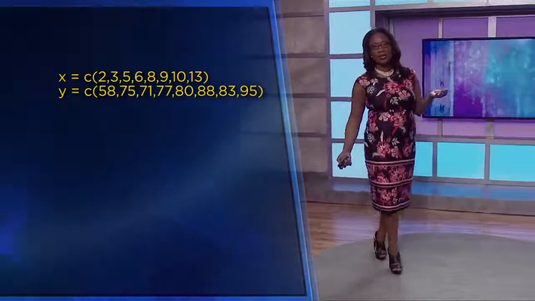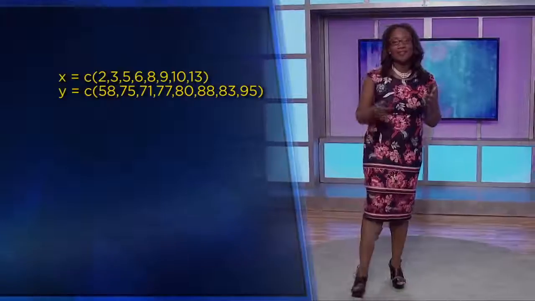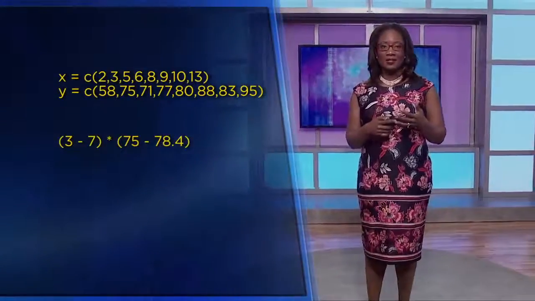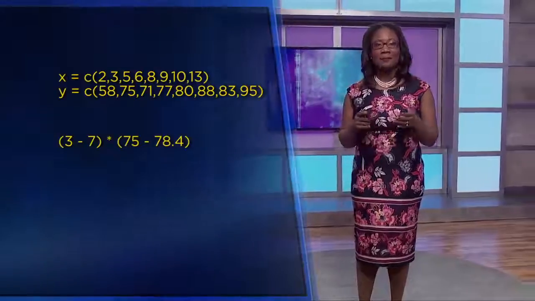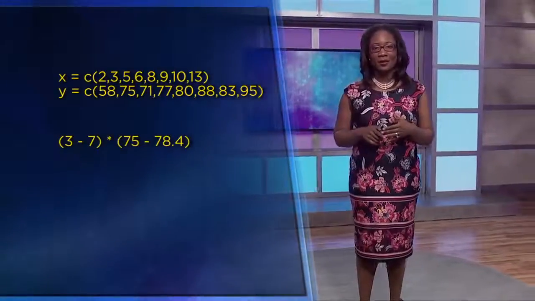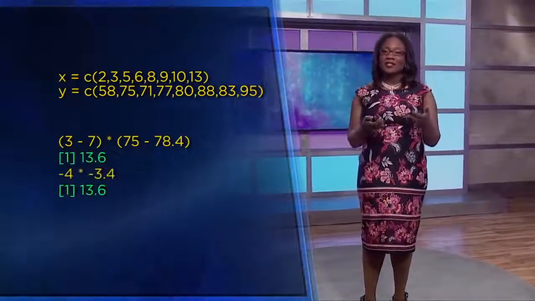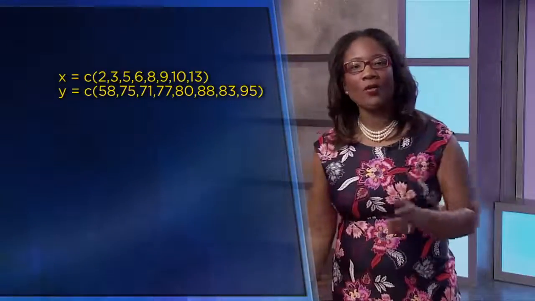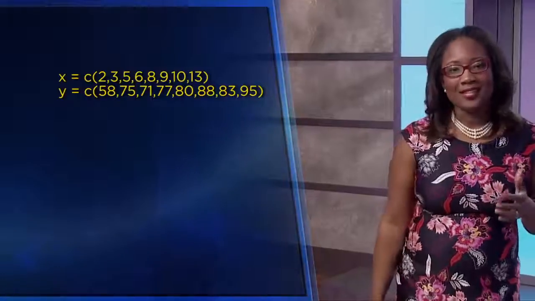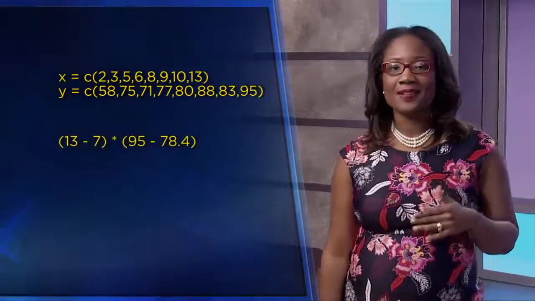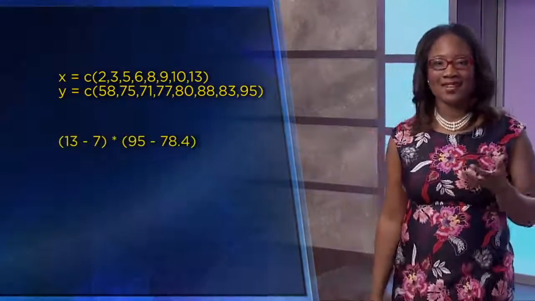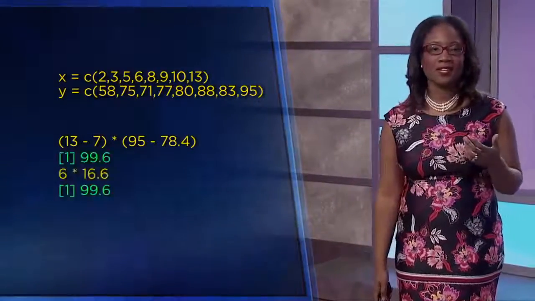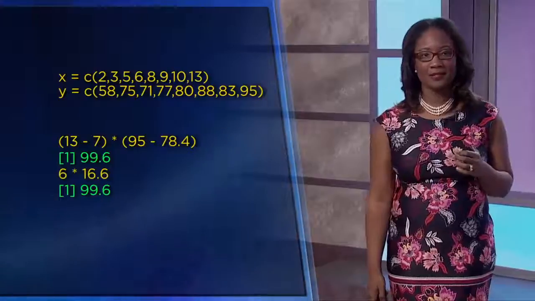What if we do it for the second point? We calculate the second deviate in the same way. Now it's 3 minus the mean of 7 times 75 minus the mean of 78.4 to give you a deviation of 13.6. Bring your attention all the way to the last point. The eighth deviation is 13 minus 7 times 95 minus 78.4. That gives us a deviation of 99.6.